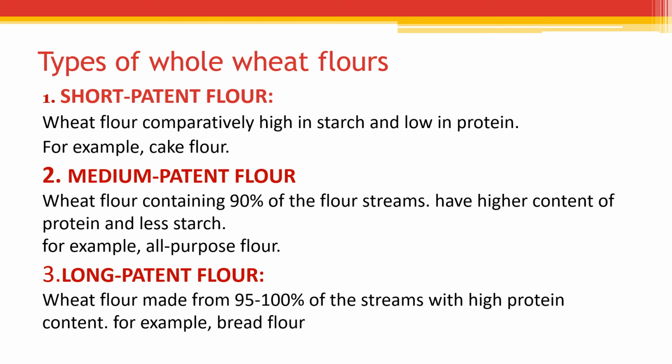Types of wheat flours are short pattern flour, wheat flour that is comparatively high in starch and low in protein, जैसे कि cake flour, is known as short pattern flour. Second is medium pattern flour. A wheat flour containing 90% of the flour streams. It has higher content of protein and less starch, जैसे कि all-purpose flour. Number third type is long pattern flour. Wheat flour made from 95 to 100% of the streams with high protein content, जैसे कि bread flour.